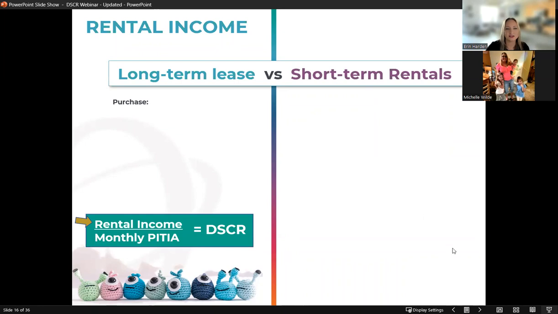So if it's a long-term lease and it's a purchase, then you're simply going to go by the market rent per the appraisal. So that keeps it easy.